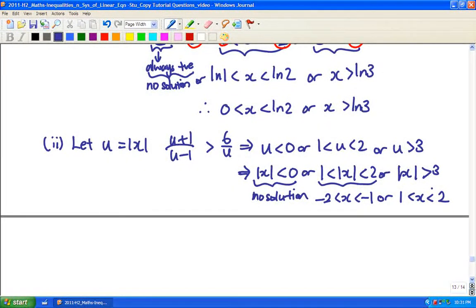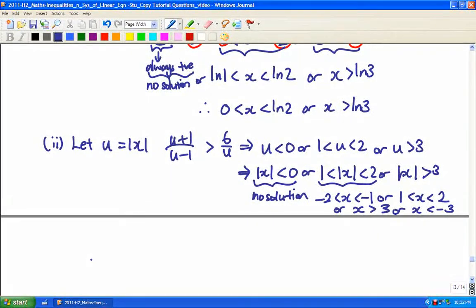Whereas for the other inequality, we'll get x to be greater than 3, or x is less than negative 3.